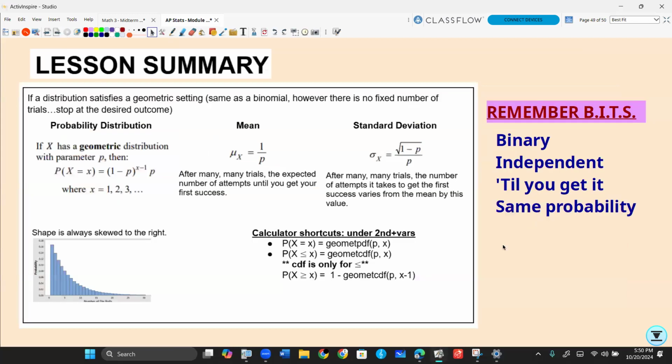So that's really it. This is a pretty quick lesson, hopefully for y'all, and it just kind of builds on binomial. So it basically covers what binomial doesn't. So just remember in this case the trials go until you get the first success. So it's not a set number like binomial. That's really the only difference in this case here. Hopefully this was helpful. Thanks for watching.